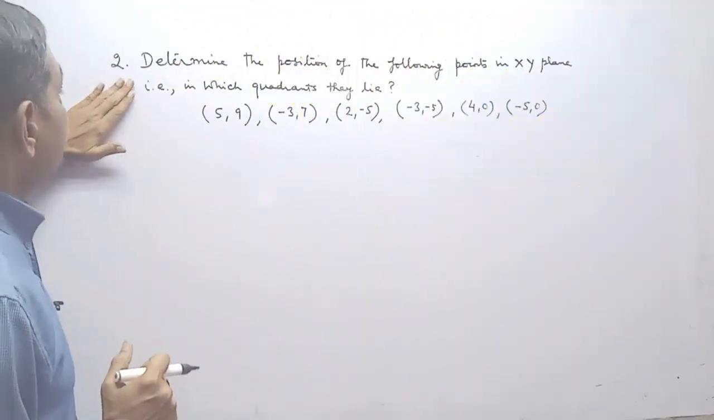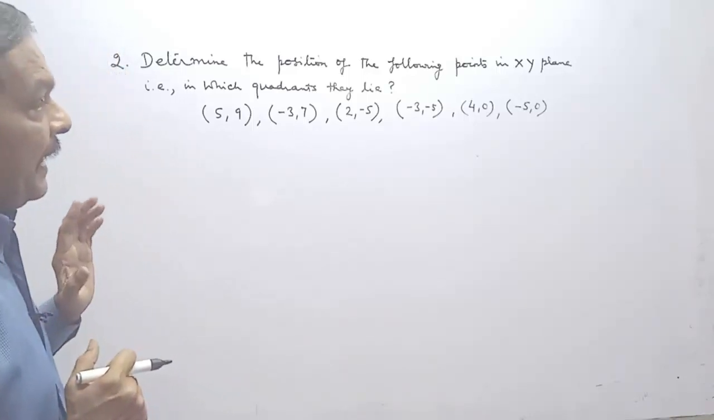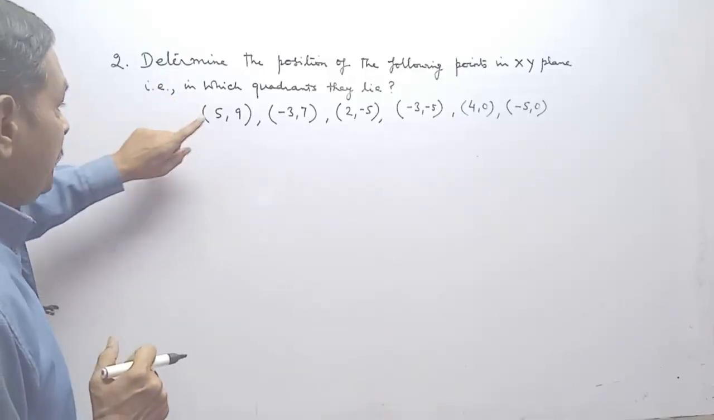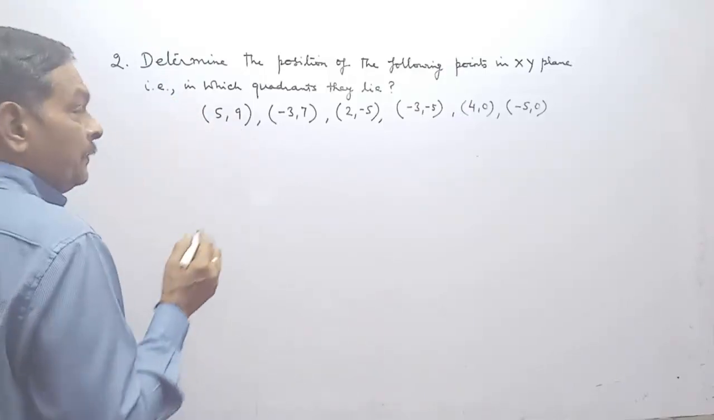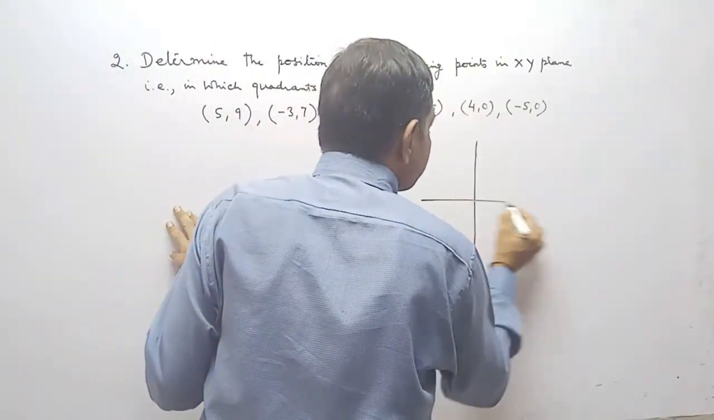Second question is, determine the position of the following points in XY plane. That is, in which quadrants they lie. First point is (5, 9). First we should recall that these are our coordinate axes.